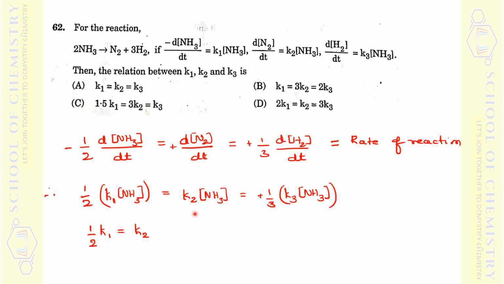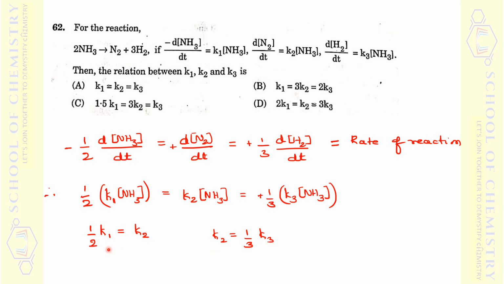Similarly, next I compare these two equations. First I compare these two equations. Now separately I am comparing these two equations. If I compare these two equations, similarly we can write that here also NH3 can be taken common and cancelled out, and that's how K2 will be equal to 1 upon 3 into K3.